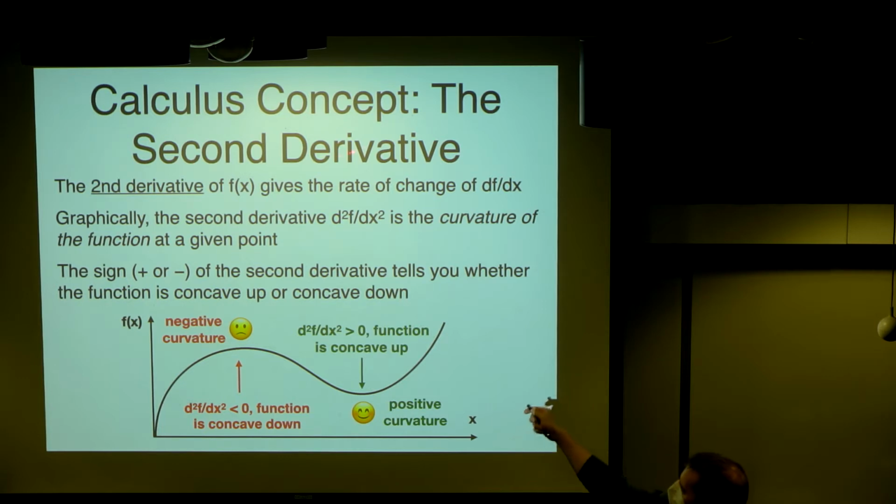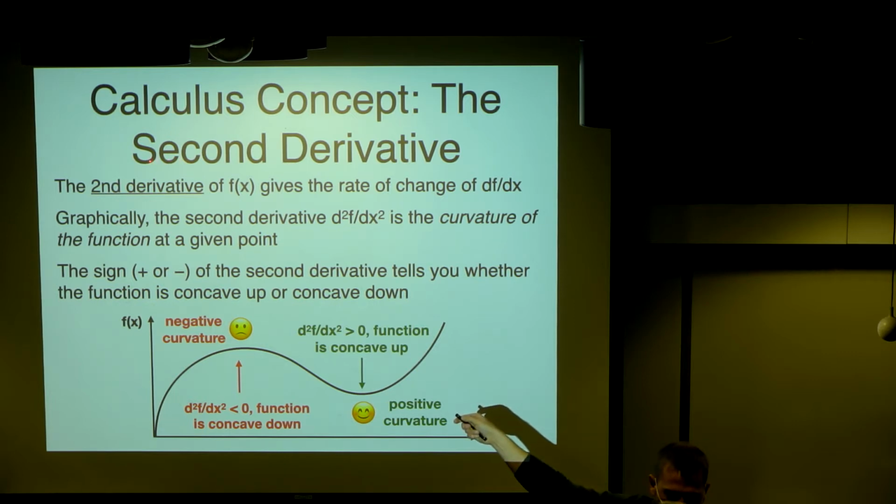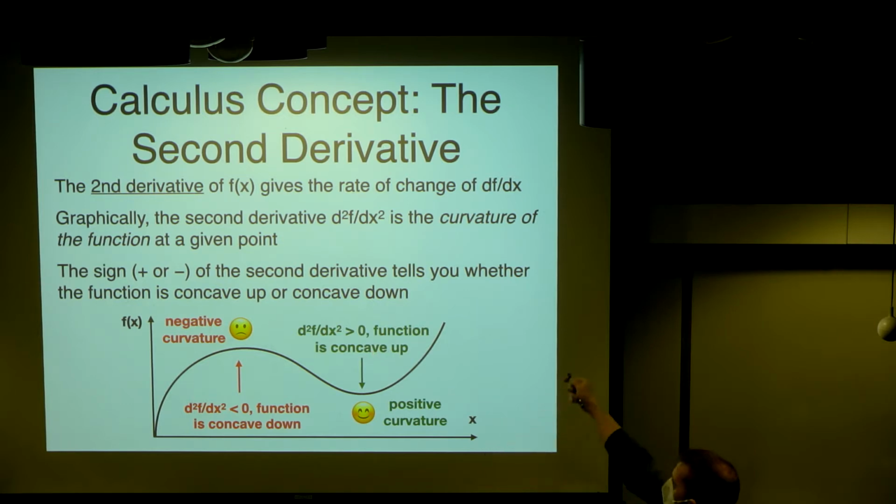So the way you can interpret the second derivative: the first derivative is the rate of change, right? The second derivative is the rate of change of the rate of change. That's how you want to think about it. So the way we write that is d2f dx squared. That's just how we notate this in math.